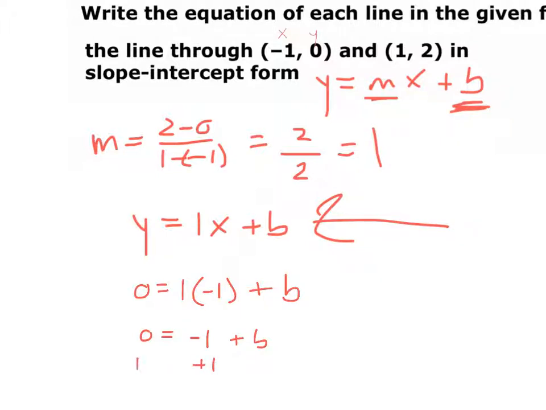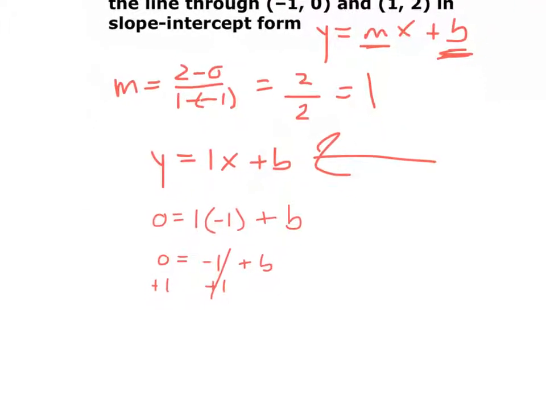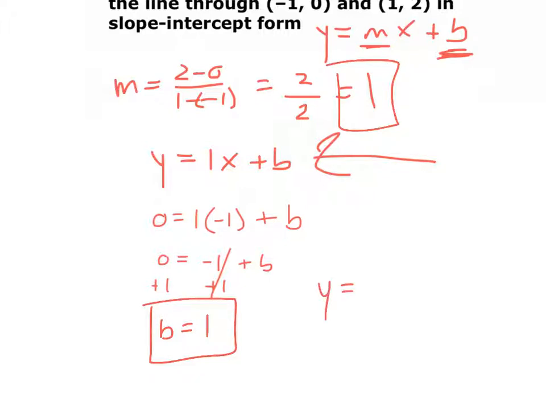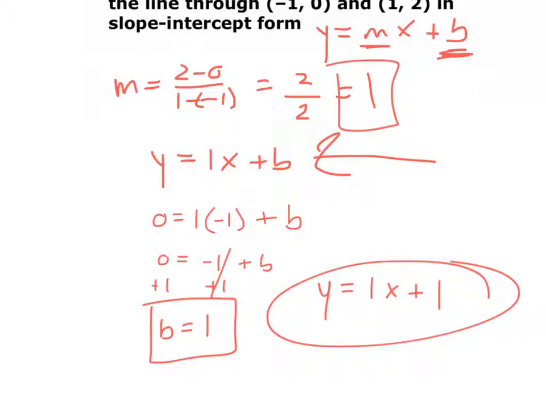Add 1 to both sides. So what do we get for b? Positive 1. So now we have our m and we have our b, so we just plug those in. So we get y is equal to, what's our m? 1. x plus, what's our b? 1. And that's it.